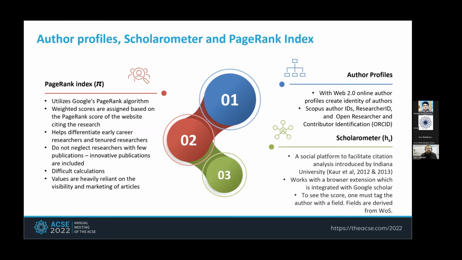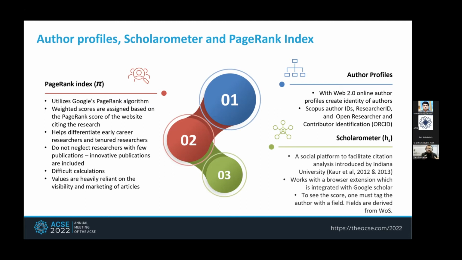And PageRank index, which I think some of you are aware of, is helpful to differentiate early career researchers and researchers with few but highly cited publications. But the calculation of PageRank is very difficult and very complex, and this actually uses Google's PageRank algorithm. I still find it very difficult to understand how they actually do it, because I'm not a technical guy who really understands the arithmetic behind this. In most cases, the values are heavily reliant on the visibility and the marketing.